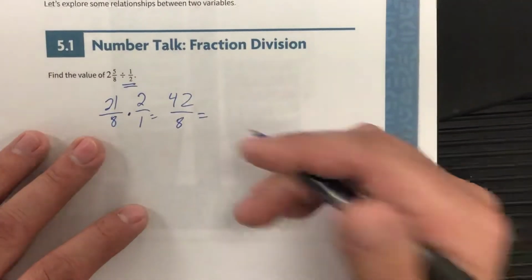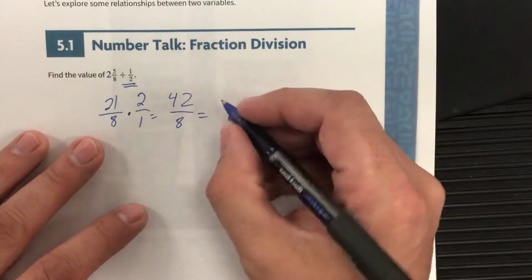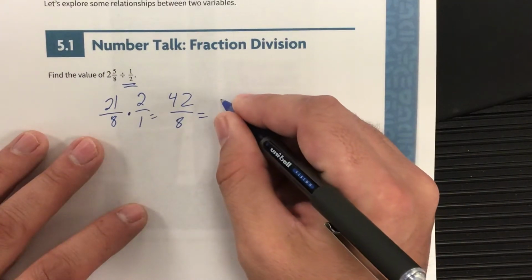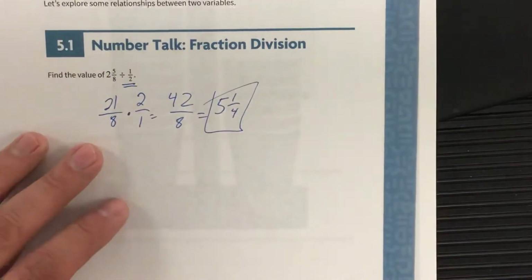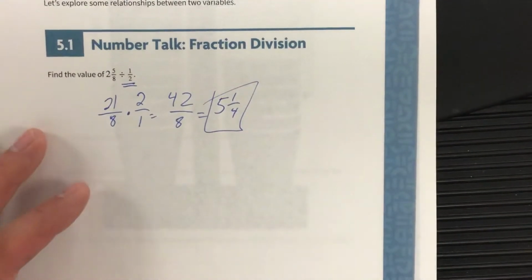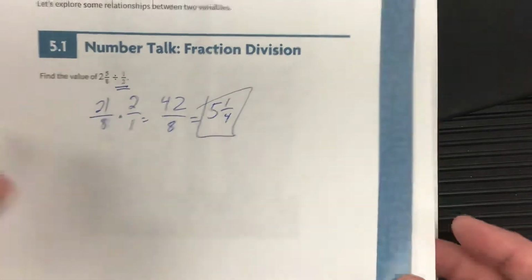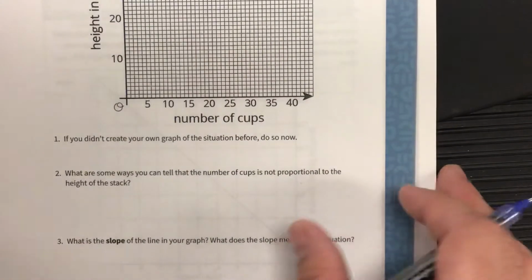You could make it back into a mixed number if you want, Josh. Answer's 5 and 2/8 or reduced to 5 1/4. 5.25 would have been fine as well. It does not say how it wanted the answer.